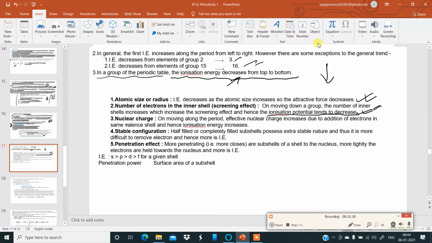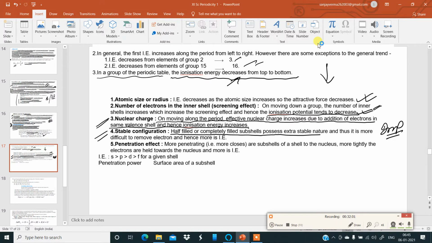Wonderful point over here. Number 3, nuclear charge. On moving along the period, effective nuclear charge increases due to addition of electrons in the same valence shell, and hence ionization energy also increases. Then number 4, stable configuration. Very important point over here. Half-filled or completely filled subshells possess extra stable nature, and thus it is more difficult to remove an electron, and hence more is the ionization energy. So keep this in mind.